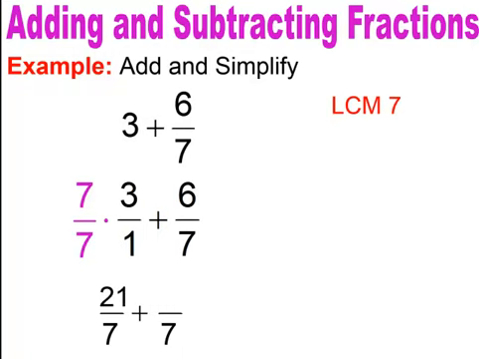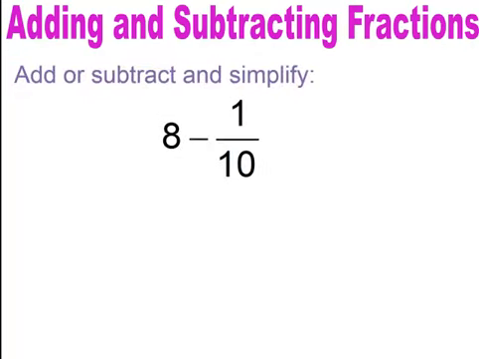So I end up having 21 over 7, and then the 6 over 7 just comes down. Now you have your common denominator, so you can add the numerators, and you end up with 27 over 7. Leave it as an improper fraction.